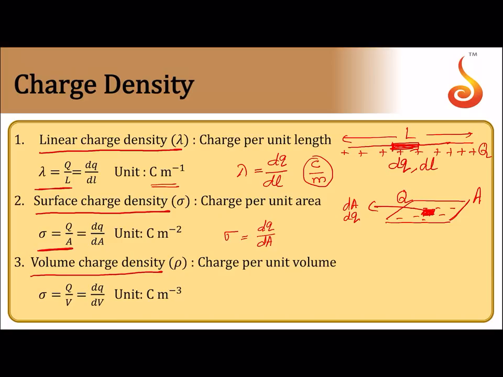And again, as expected, coulomb per meter square is its SI unit. I repeat it one more time. Surface charge density is charge per unit area, and sigma is equal to dQ divided by dA.